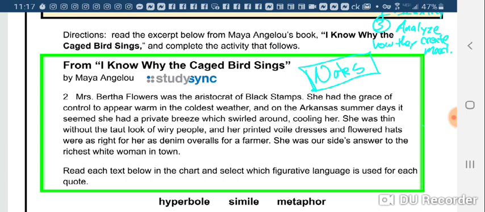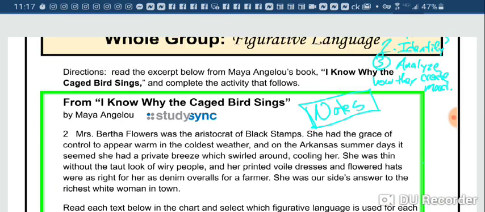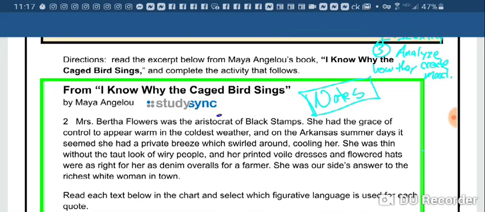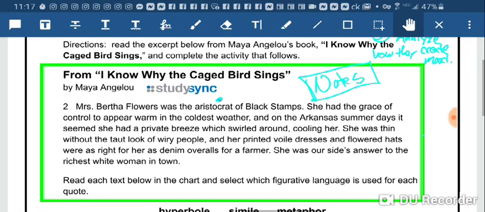Miss Bertha Flowers was the aristocrat of black stamps. I'm just going to mark things as I see them, okay? Aristocrat of black stamps. So that's a description of her. That's a comparison. She had the grace of control to appear warm in the cold weather, and on the Arkansas summer days, it seemed she had a private breeze which swirled around her, cooling her. All right, so she just, I don't know, she just had it all together, okay? The weather followed her, basically. The weather that she wanted followed her. Okay, private breeze swirled around her, cooling her.